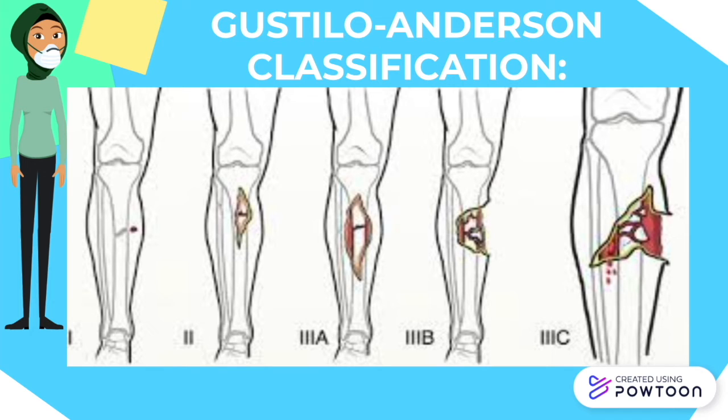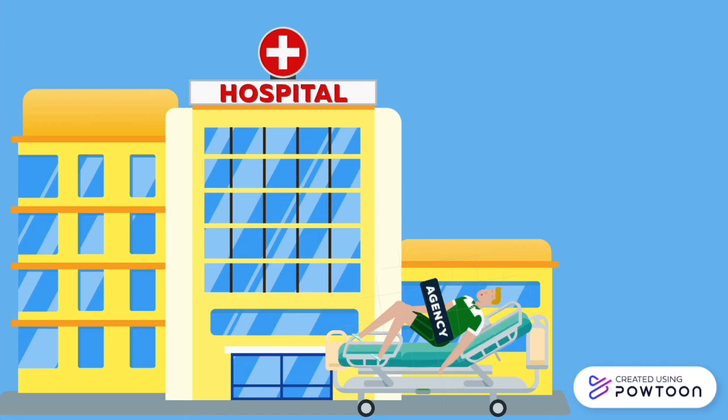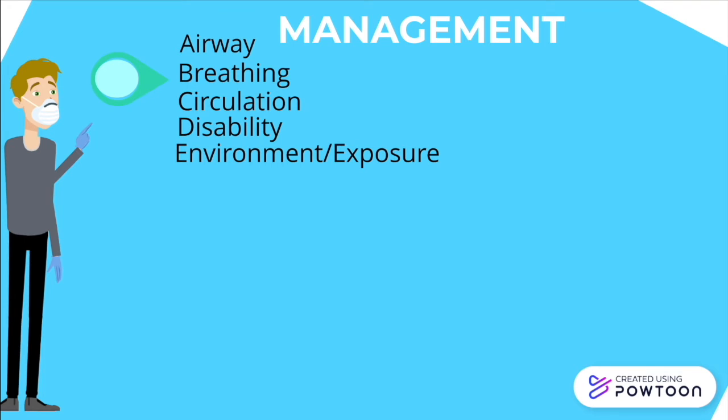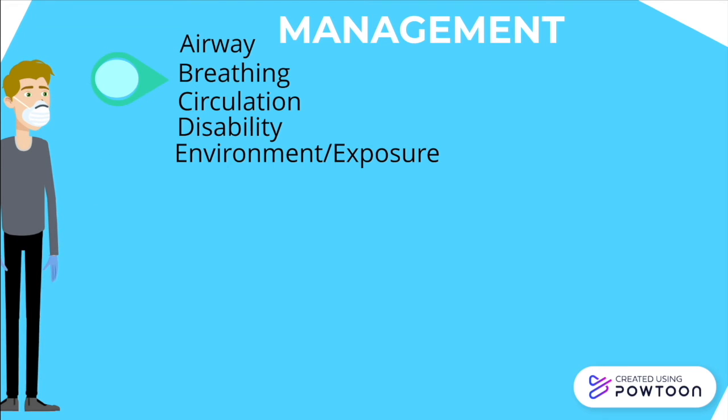Type 3B is extensive periosteal stripping. The wound then requires soft tissue coverage. Type 3C is vascular injury that requires vascular repair regardless of the degree of soft tissue injury. With the information we now know about the classification of open fractures, we can now classify JP's fracture as a class 3A.